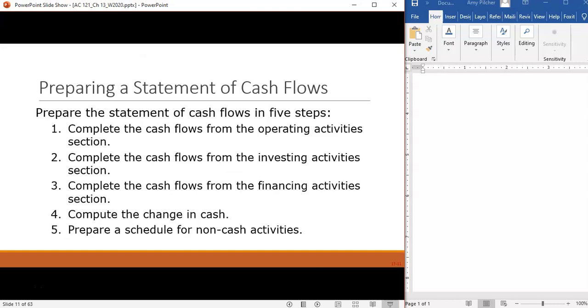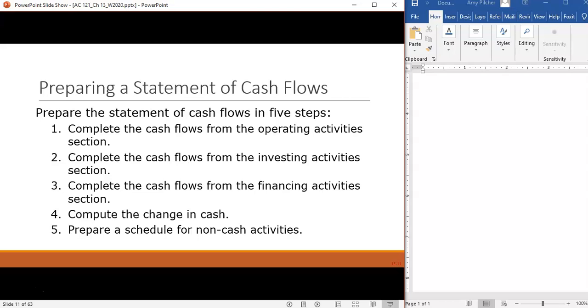We always start with the operating activities section, and then the investing activities section, and then the financing activities section. The last thing we do is compute the change in our cash account from its beginning balance to its ending balance. Then we would prepare what's called a schedule for non-cash activities.